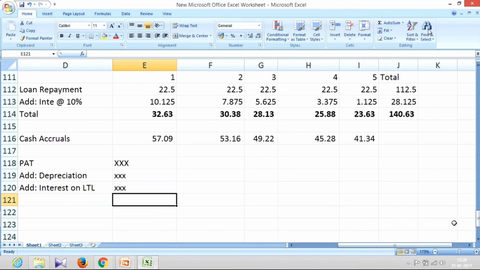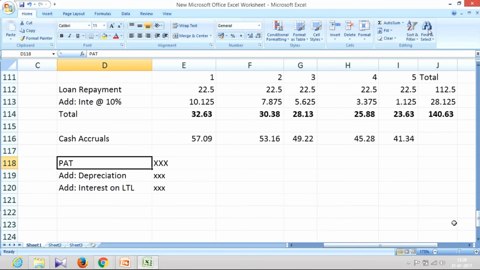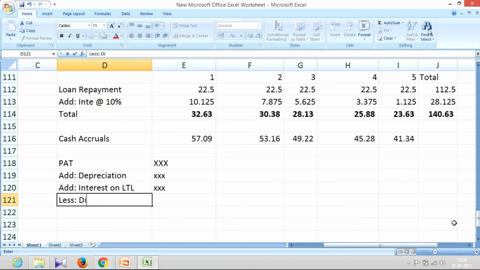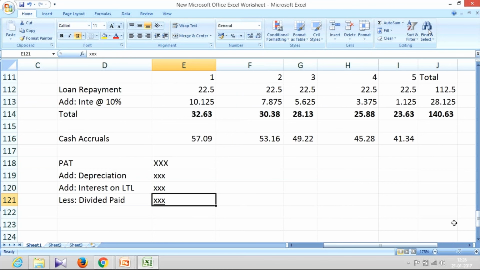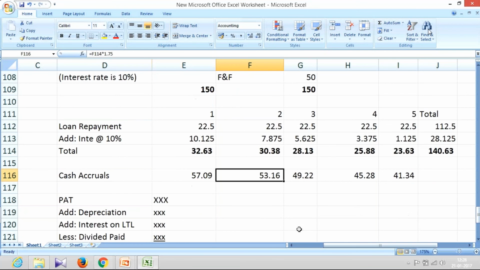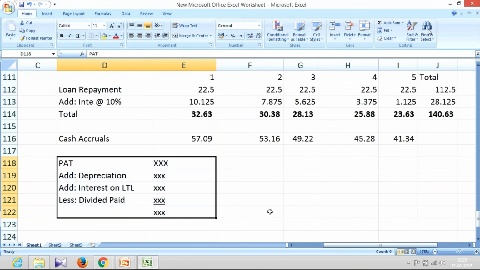But we should also keep in mind that if any dividends are being paid, that should also be deducted. In that case, if dividends are paid, we will start from retained profit, and then take into consideration, or directly give the effect, less dividend paid. All this is to be considered, and only then can you arrive at your cash accruals. So this cash accrual should be at least 57.09 in year 1, 53.16 in year 2, and it goes on.